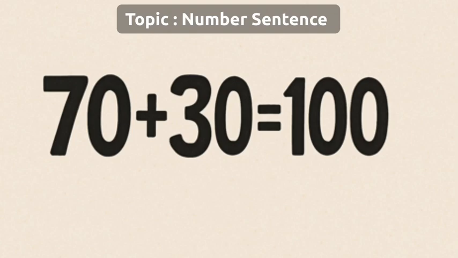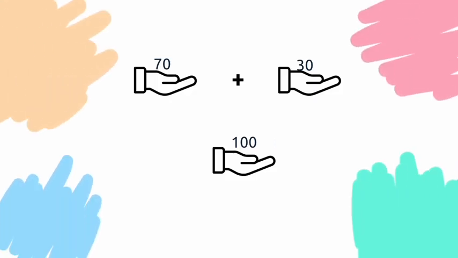Next topic, number sentence, 70 plus 30 makes 100. Let's start with a simple number sentence. 70 plus 30 makes 100. That means, if you have 70 rupees in one hand and 30 rupees in the other hand, you have 100 rupees in total.